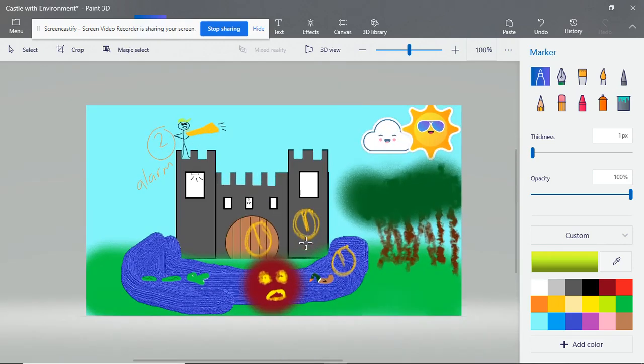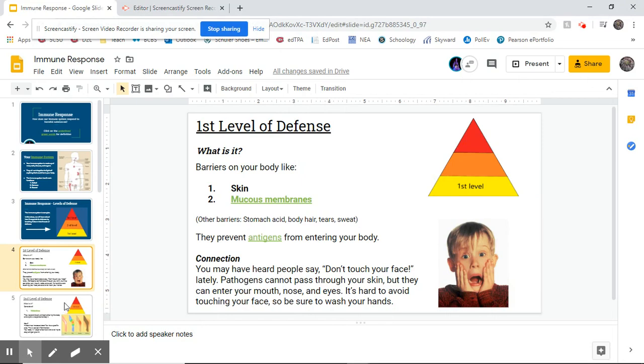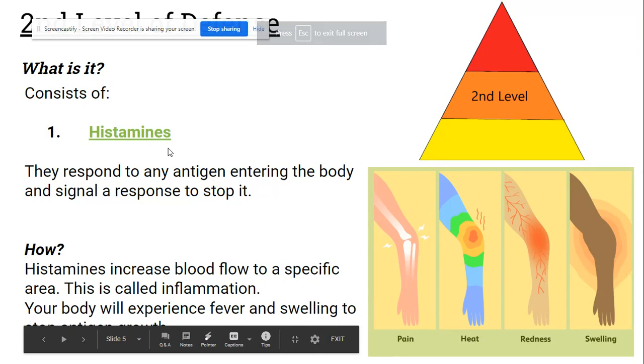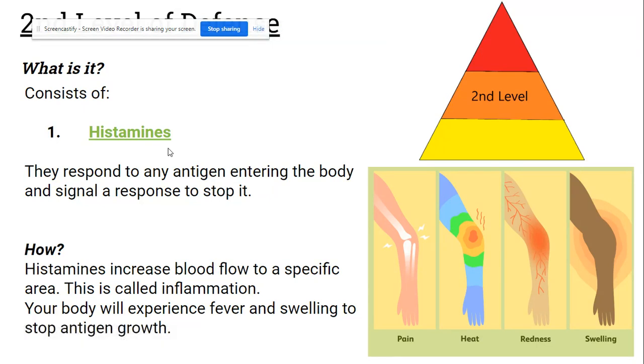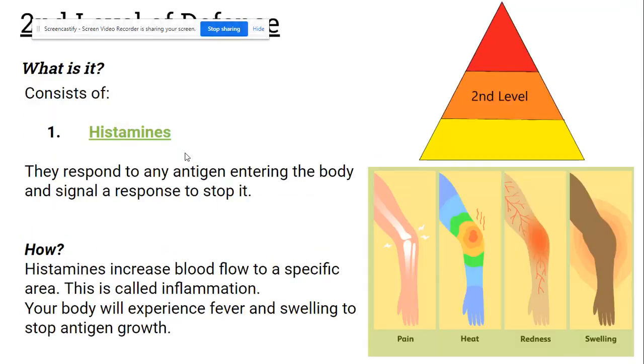All right, so what does that look like in our body? The second barrier. What does that look like? For the most part, to simplify it, they would consist of histamines. What are histamines again? They're chemicals that communicate with other cells to start a whole big immune response. And they get kind of a bad rap because they're associated with allergies as well. We'll get into that a little bit later. But for right now, know that they are communicating with other cells to start a response.